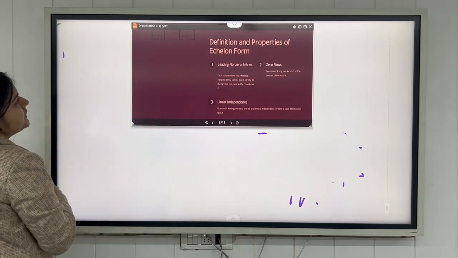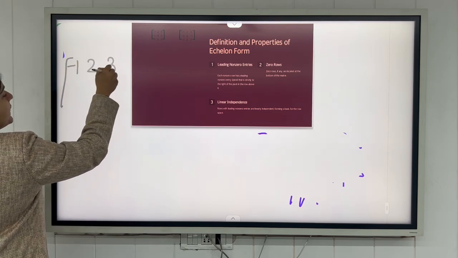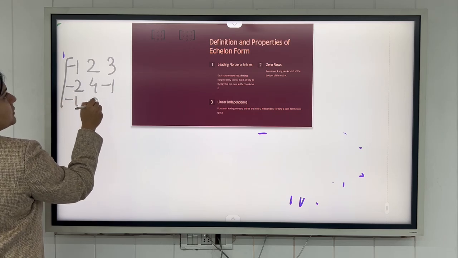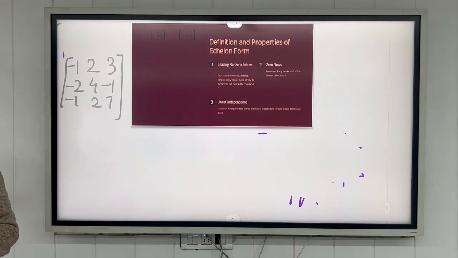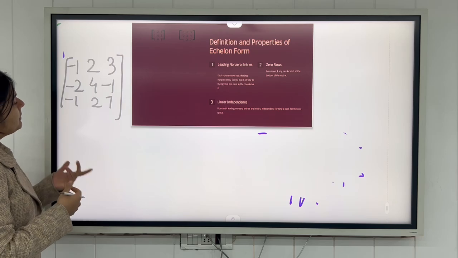Yeah. So if I choose this question, that is the matrix with rows negative 1, 2, 3; negative 2, 4, negative 1; negative 1, 2, 7. Now as you can see, you have 3 rows and 3 columns, and you need to reduce this matrix into the echelon form, or you can say into the normal form. First of all, you will apply the same properties.